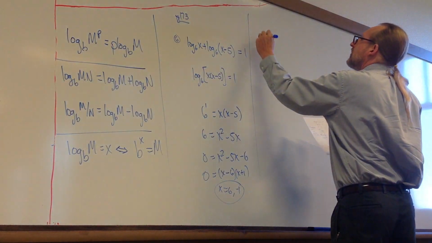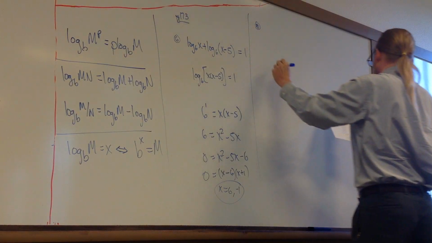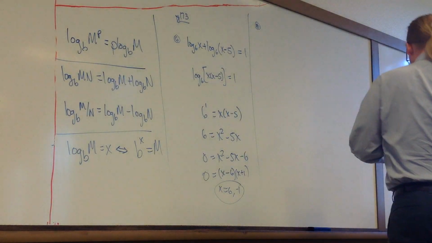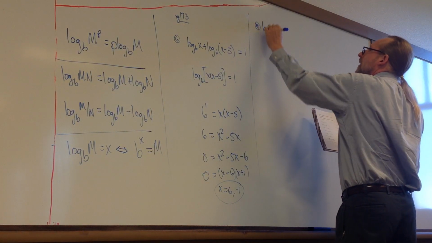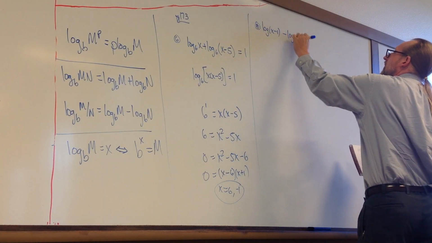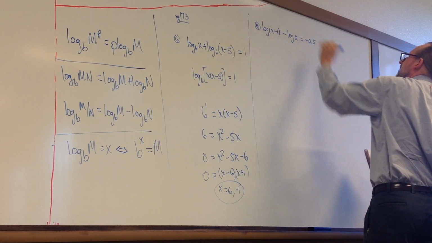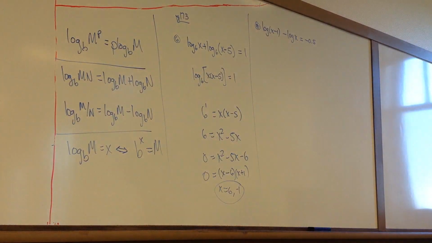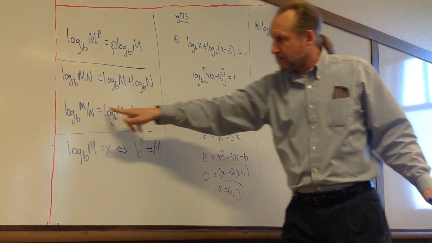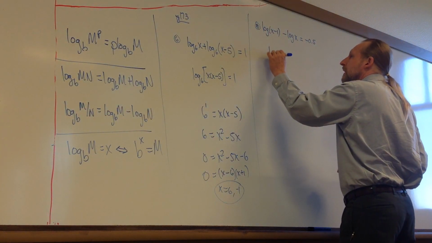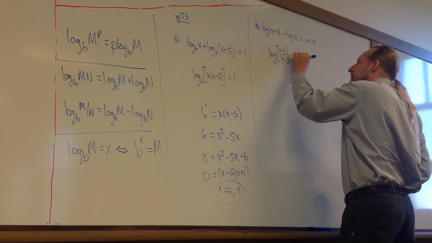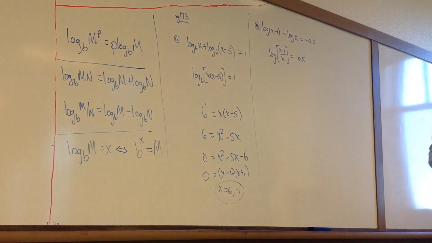Let's look at problem 8. Problem 8 says, let me take it straight from the textbook here: log of x minus 1 minus the log of x is -0.5. Okay, so this is a subtraction of logarithms, so we're going to use this property right here, and we're going to say log of x minus 1 over x is equal to -0.5.